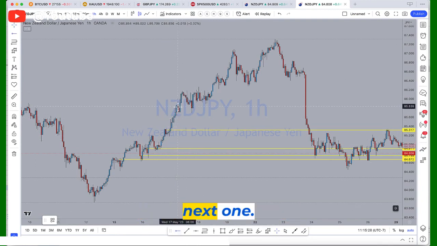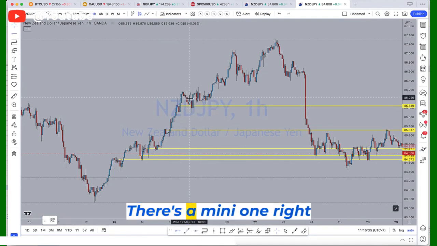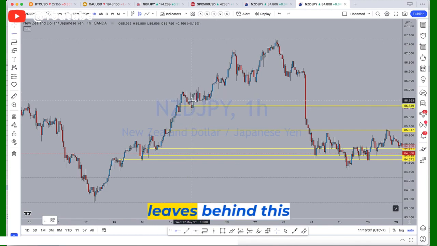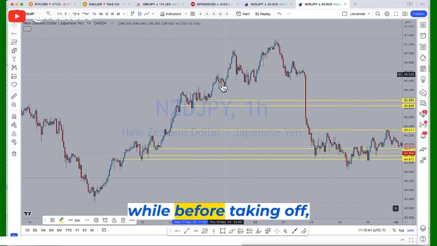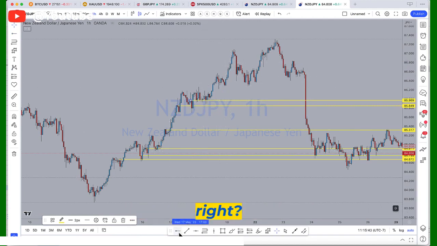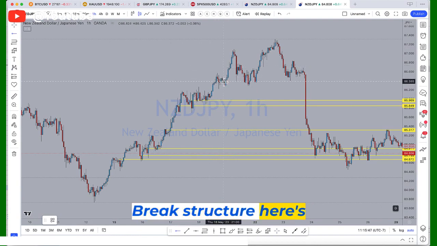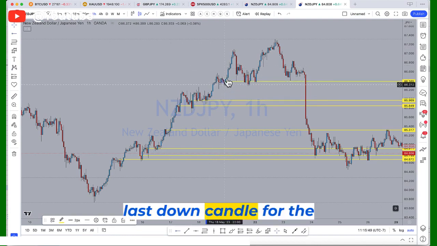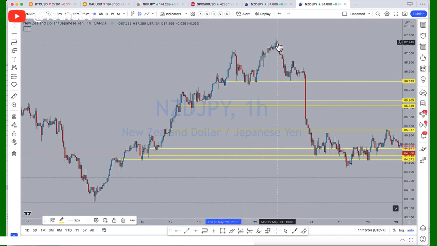But then look at the next one. Comes out, comes back, consolidates for a little bit. There's a mini one right in here, goes up, leaves behind this candle, comes back, consolidates there for a while before taking off. Right here, explosion out, breaks structure. There's the last down candle for the up move, comes down, mitigates, and heads up.